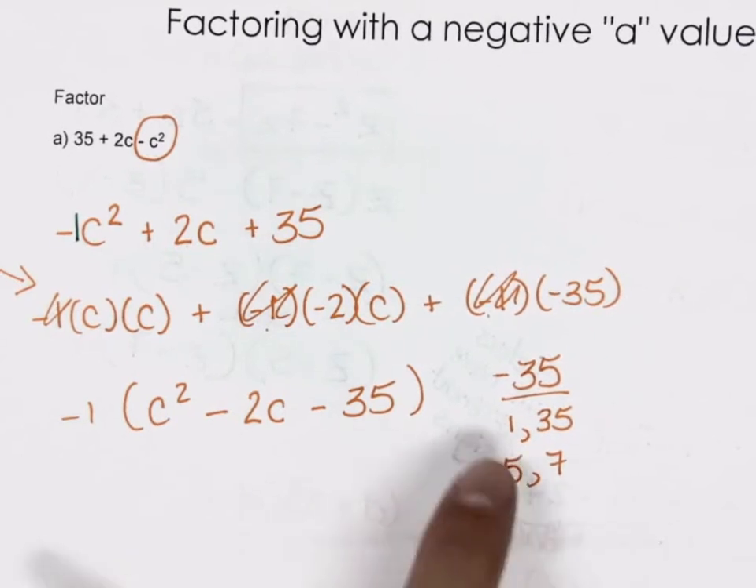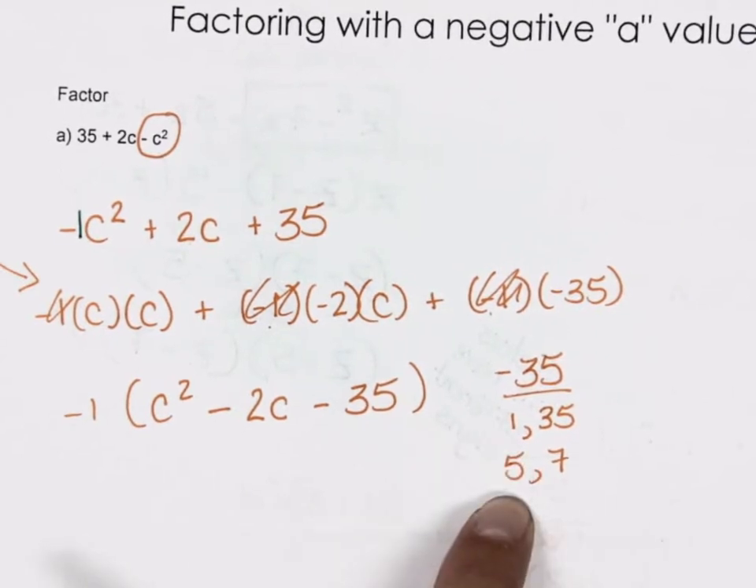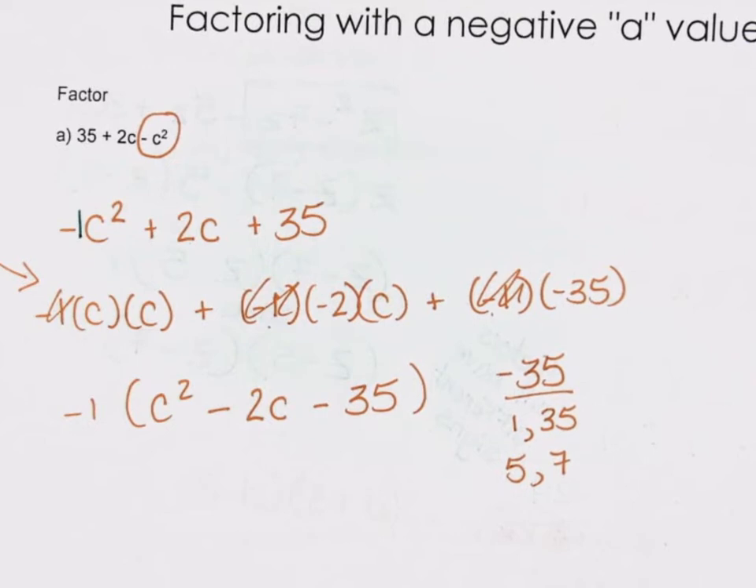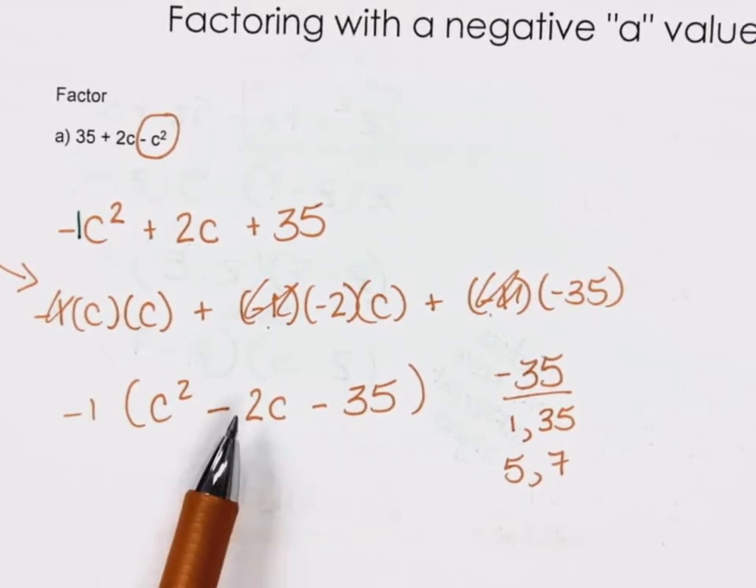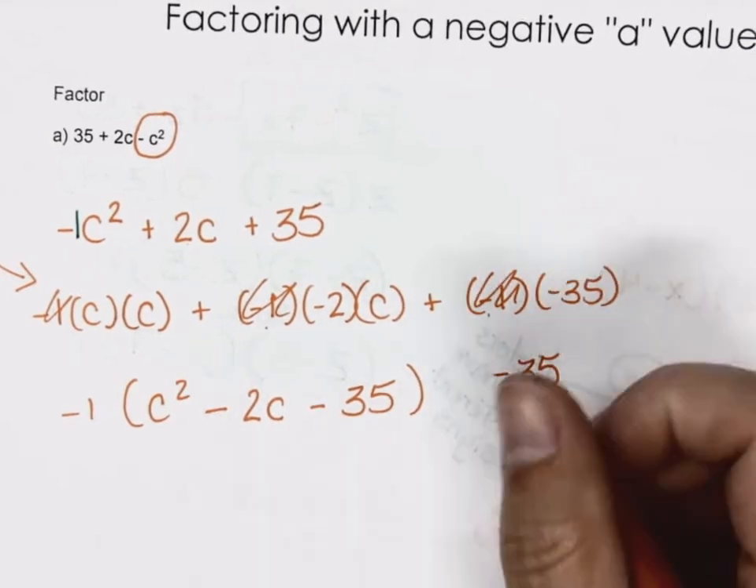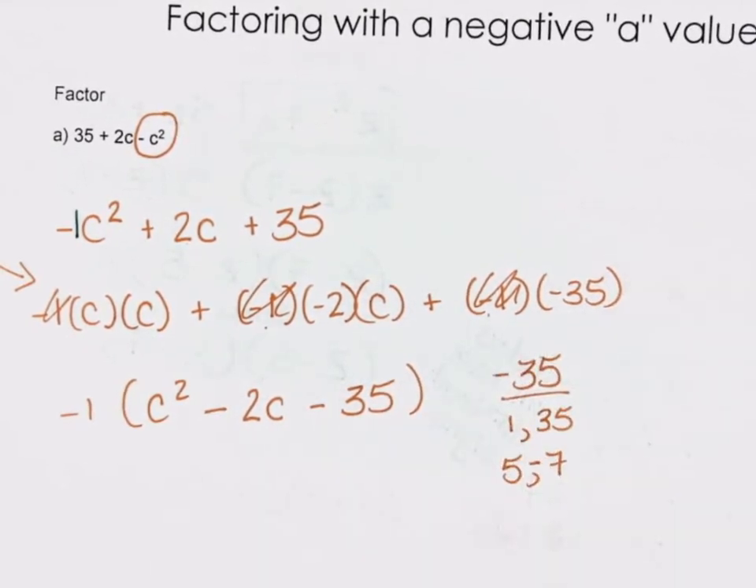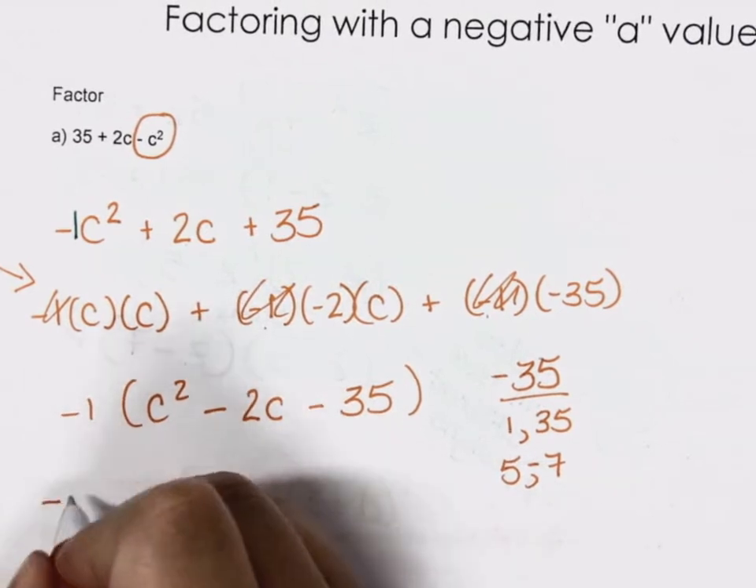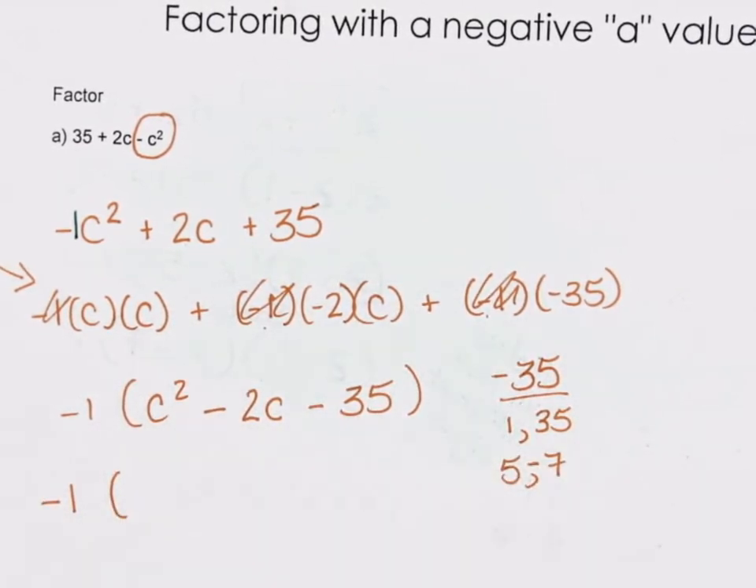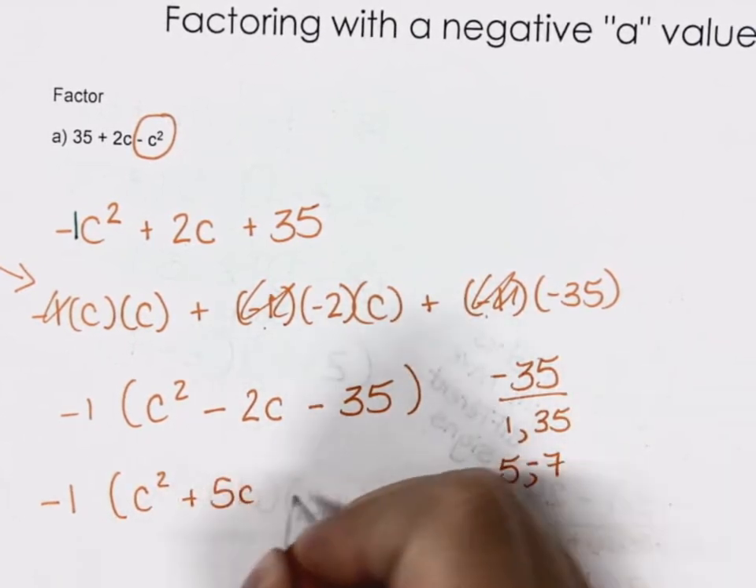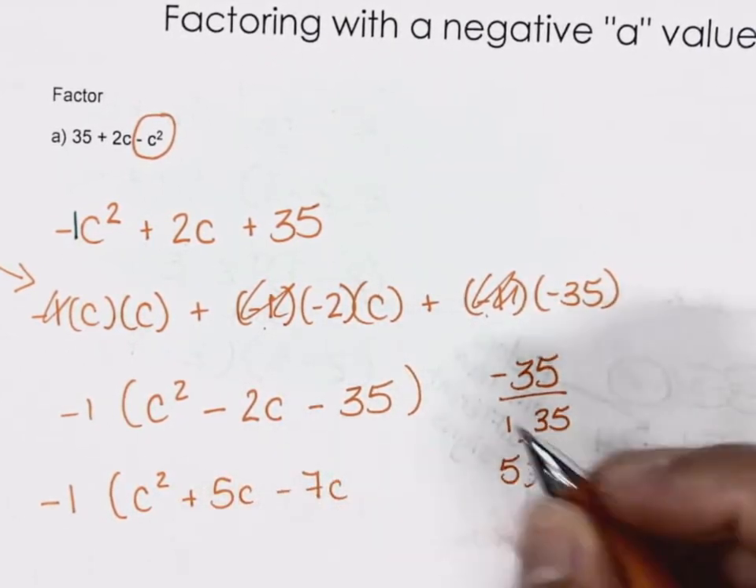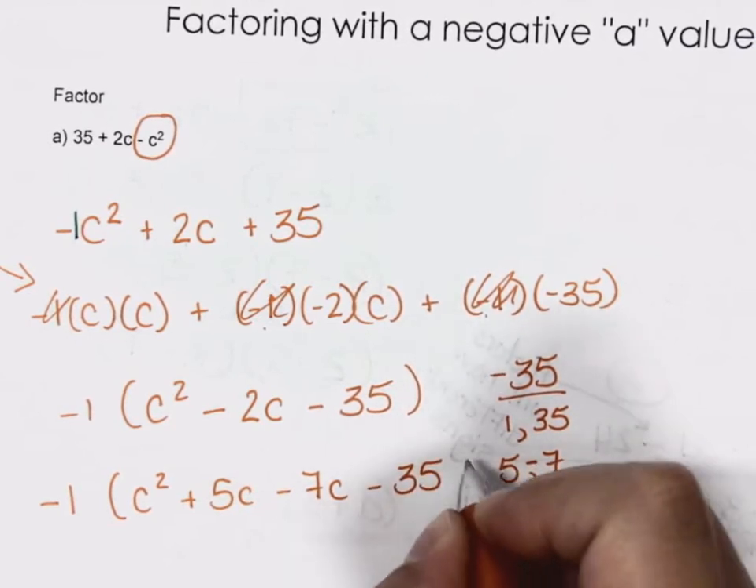So is it the 1 and 35 pair, or is it the 5 and 7? 5 and 7. Which one is the negative one? 7. How come? Because it's a bigger number, so we take that inside. Perfect. Because we want it to get to negative 2, right? Not a positive 2. So the 7 has to be negative. Okay, here we go. So the negative 1 hangs outside. And then we're going to have c squared plus 5c minus 7c minus 35.